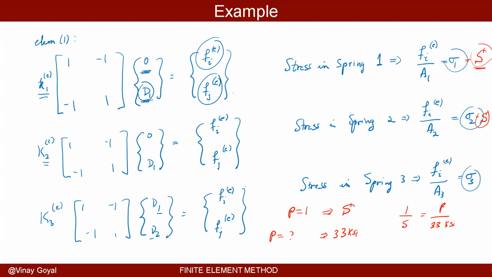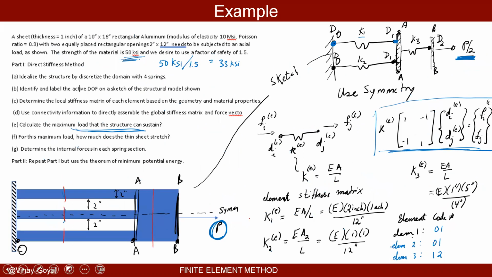You know this number, you're going to find it. So P is going to be 33 KSI divided by S. So that's how you can find a load that fails it. Somebody's saying that maybe spring 2 is the one that fails first. I don't think so, because the K also is different. The K is also smaller because we cut it in half. So I think it's gonna be the same. But you should try it.